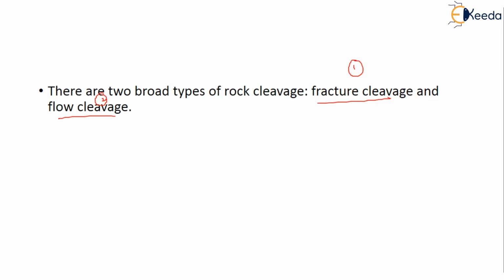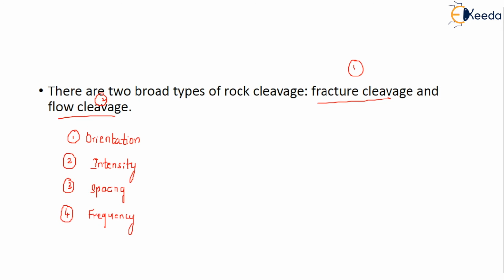What are those? The first one is orientation. Let me repeat, the first one is orientation. What is the second one? It is intensity. These are very important, please note down. Intensity. What is the third one? The third one is spacing. These are all for discontinuities. Spacing. What is the fourth one? Frequency. What is the fifth one? It is persistence.